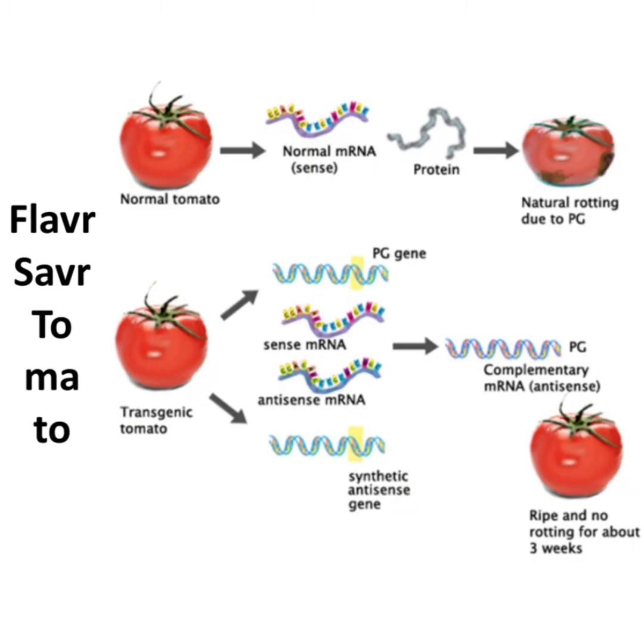You can see in this image the upper part, the normal tomato having the normal messenger RNA results in the formation of protein by translation, and this causes natural rotting due to the PG. In a transgenic tomato, the PG gene is introduced into the nucleic acid and a sense messenger RNA is formed. And the antisense messenger RNA is formed and a synthetic antisense gene is present in the RNA. And this helps in the formation of complementary messenger RNA. This prevents the ripening and the rotting of the tomatoes for about 3 weeks.